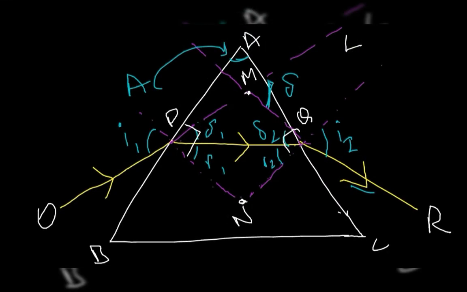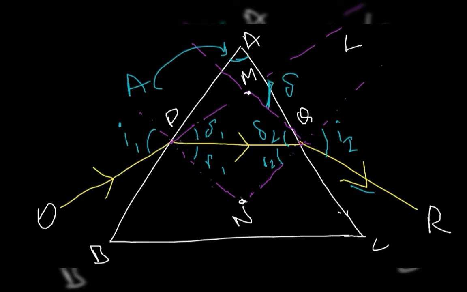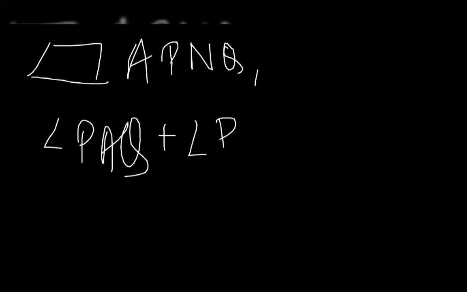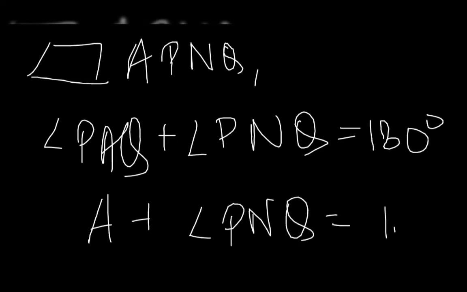What am I doing? One second. Let me remove these sides. So in APNQ, I can say angle PAQ, plus PNQ, is equal to 180 degrees. See, light is nothing but geometry. You have to be good in geometry. This I found out. Now PAQ is nothing but my angle of the prism. A plus PNQ is equal to 180 degrees. Let's say this is my equation 1.